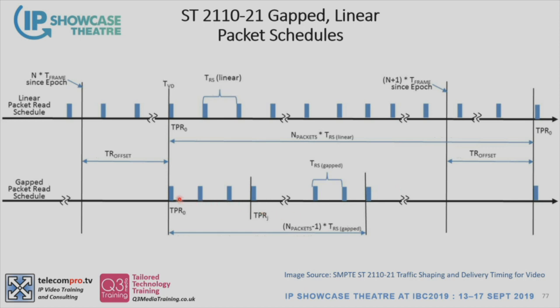So we would see packets come out for a while when video was happening on an SDI, then we would see a gap that corresponds to when the vertical ancillary space is. So actually, the gapped model is preferred. It makes the ST2110 sender more compatible with existing SDI senders.